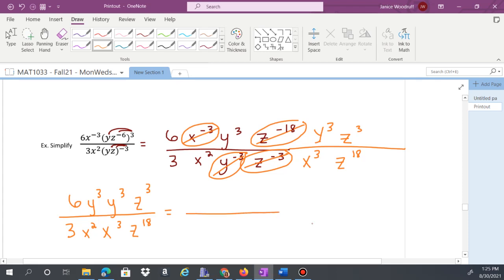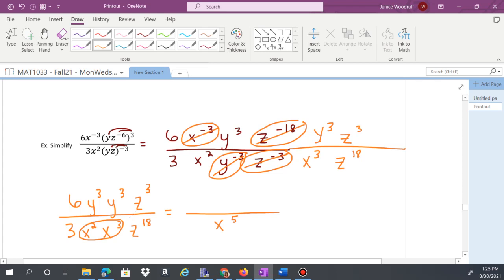Okay, now I can start simplifying. So let's go in alphabetical order. We'll start with the x's. Where are the x's? Bottom. And I'm going to do what with those? Add. So 2 plus 3 will be 5. We have an x to the 5th in the bottom.